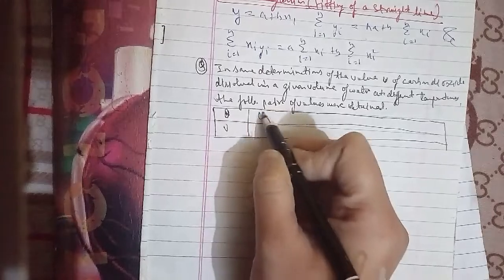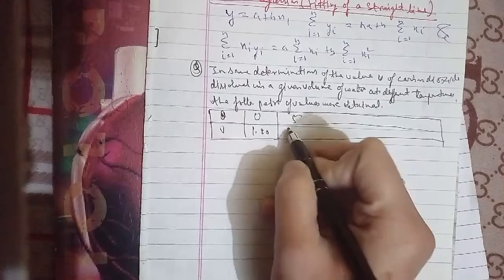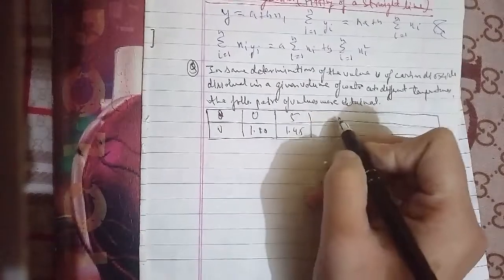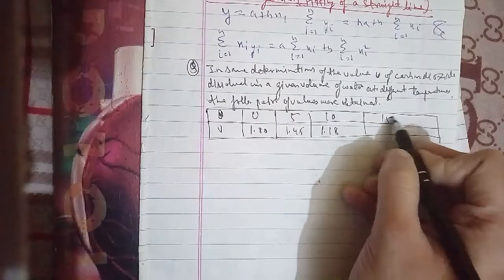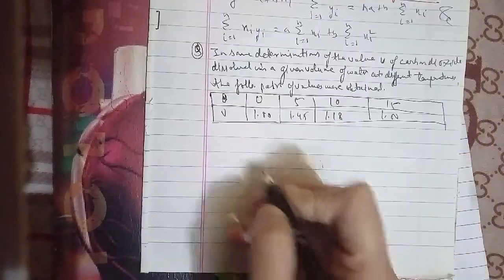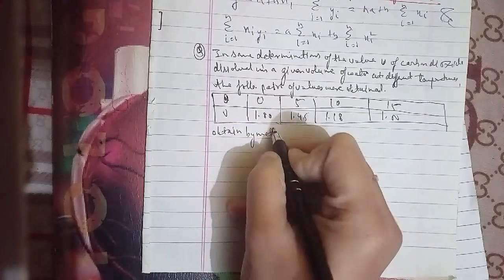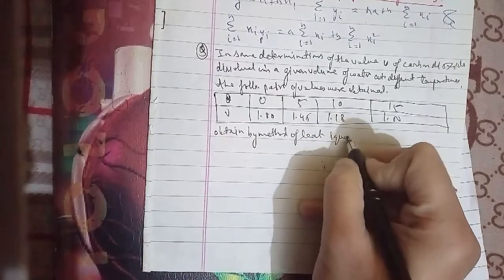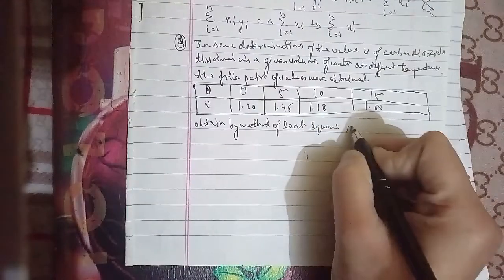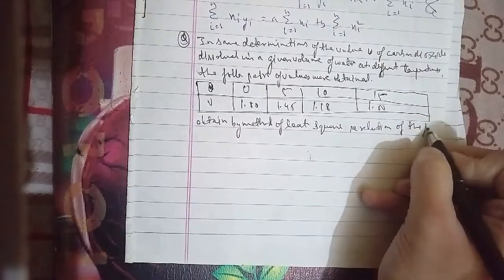So obtain by the method of least squares a relation of the form V equals A plus B theta, which fits these observations. Let us prepare a table for it, so that we can go ahead finding it out.